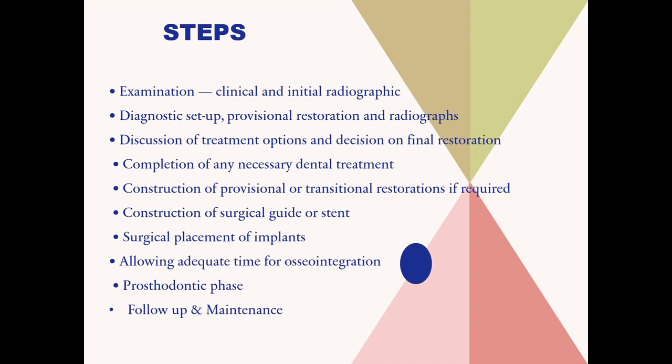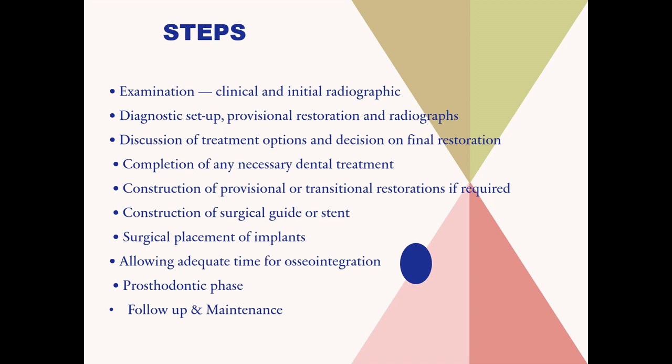The first step is examination, which includes clinical and initial radiographs. Then the diagnostic setup, provisional restoration and specific radiographs for implants. The diagnostic setup determines the number and position of the teeth to be replaced and also establishes the occlusal relationship with the opposing dentition. And once the diagnostic setup has been approved, it can be used to construct a stent or a guide for radiographic imaging.